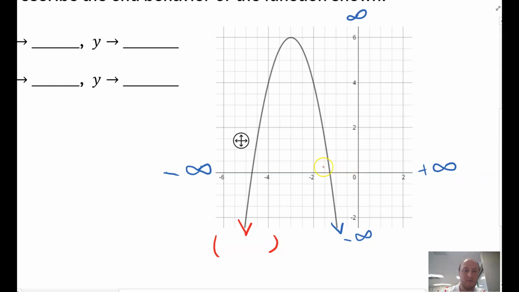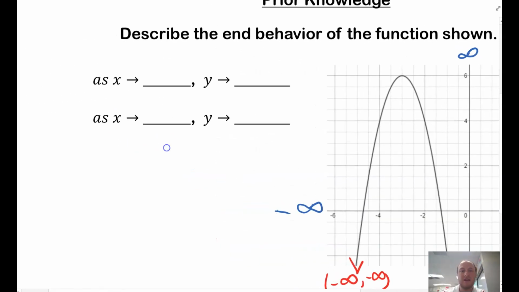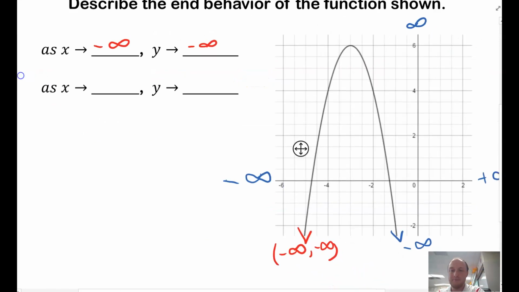Well, x values, okay, I'm going in this direction, right? My arrow's going this way. Okay, that is negative infinity. My x values are going to negative infinity. I'm going to keep increasing this way. Okay, then what's happening to the y values? Well, the arrow's pointing down, so that is also negative infinity. Okay, so if I wanted to write that end behavior statement, that would be as x goes to negative infinity, y is also going to negative infinity.